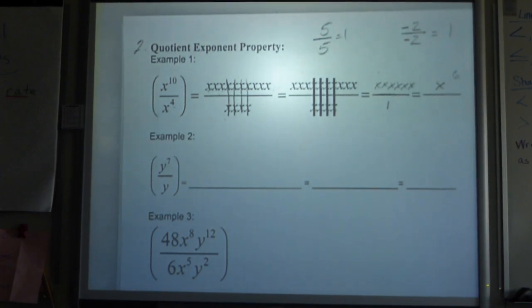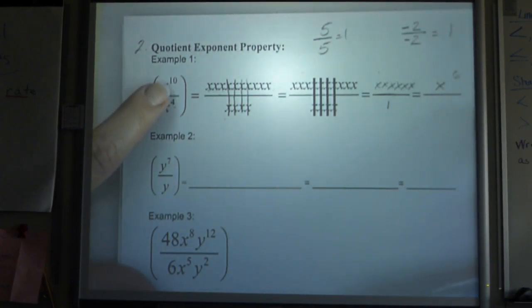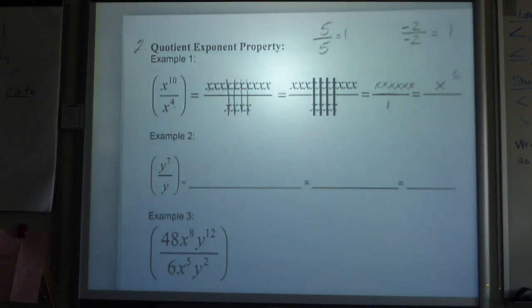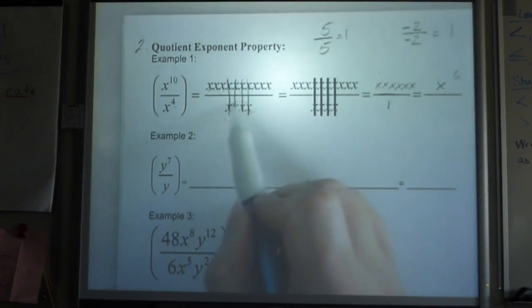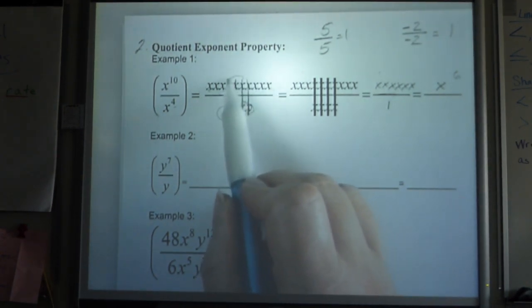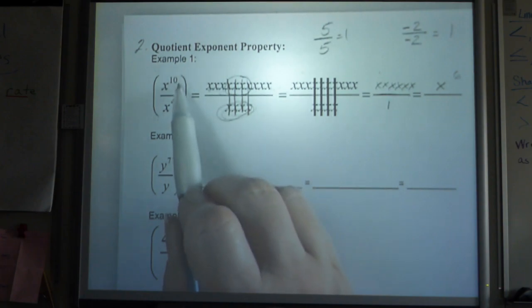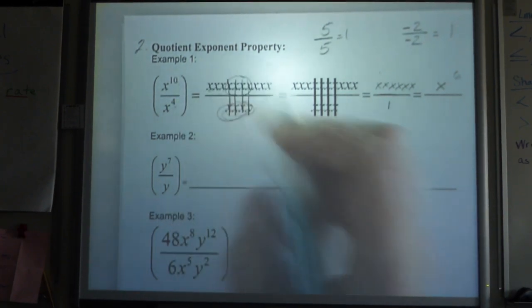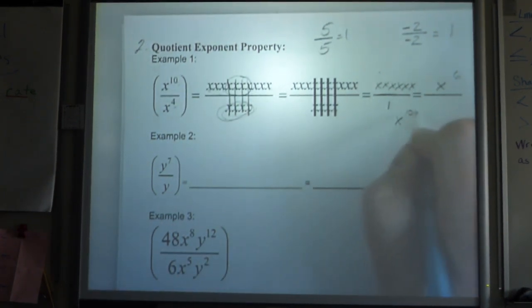What do you notice about the exponents here? We have x to the 10th, x to the 4th, x to the 6th. Faith? Good. Nice. You subtracted them, right? Because these 4 in the denominator canceled out with 4 of the x's in the numerator. And we ended up with x to the 10 minus 4. X to the 10 minus 4 is x to the 6th.